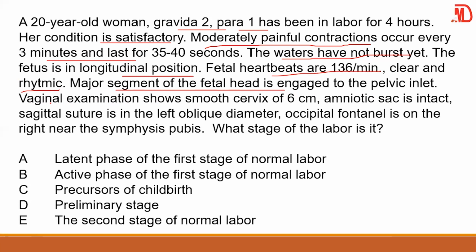Vaginal examination shows smooth cervix dilated up to 6. Guys, so definitely, this is 6 centimeters. So this is definitely in the active phase of labor. The opening, at least, is more than 4 centimeters. So over here, we are looking at active phase of labor. So your answer should be B. And of course, the labor is normal. Everything is normal.